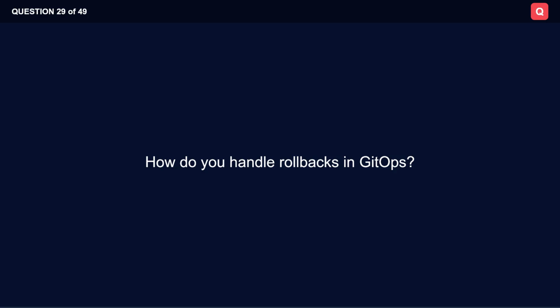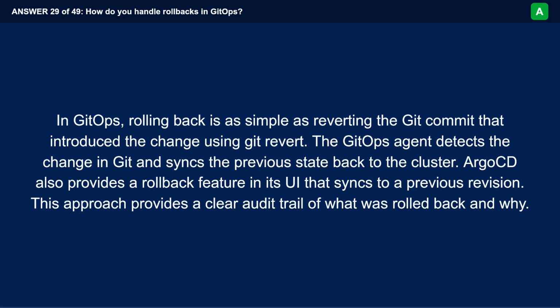How do you handle rollbacks in GitOps? In GitOps, rolling back is as simple as reverting the Git commit that introduced the change using git revert. The GitOps agent detects the change in Git and syncs the previous state back to the cluster. ArgoCD also provides a rollback feature in its UI that syncs to a previous revision. This approach provides a clear audit trail of what was rolled back and why.